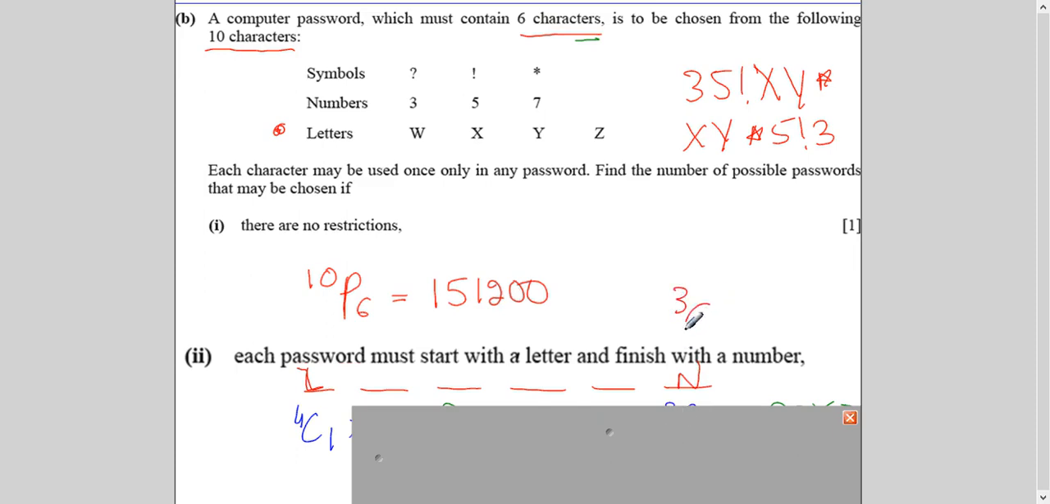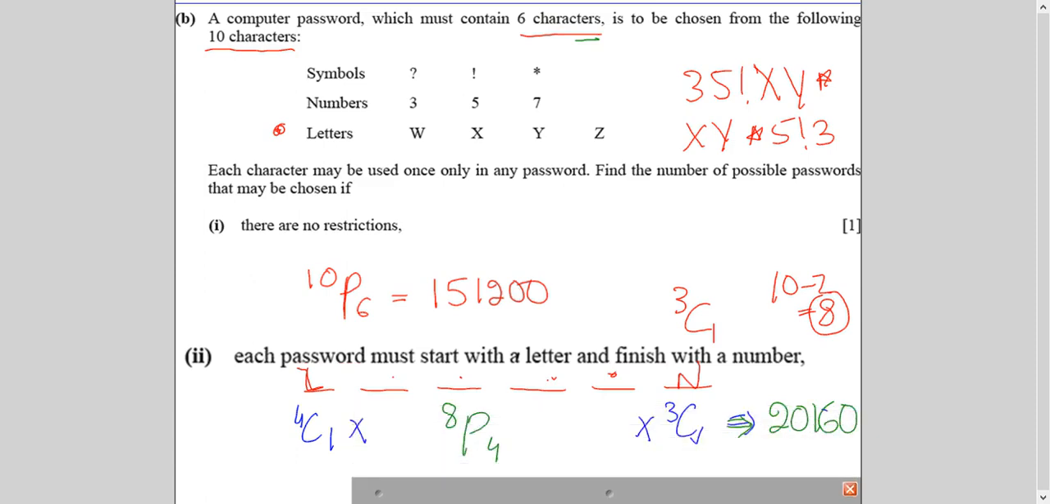Here I will have 3C1, right? Out of 3 numbers, any number can come here. And here out of 4 letters, any letter can come here. Now 1 letter and 1 number is settled. So from the 10 characters, 2 characters are gone. Remaining characters are 8. And how many places do you still have to fill up? 4 places. So now out of 8 characters, you will pick up 4 characters to fill up here. It means 8P4. So 4C1 multiplied by 8P4 multiplied by 3C1. This will give you the passwords starting with a letter and ending with a number.